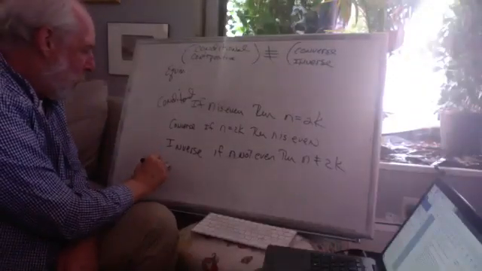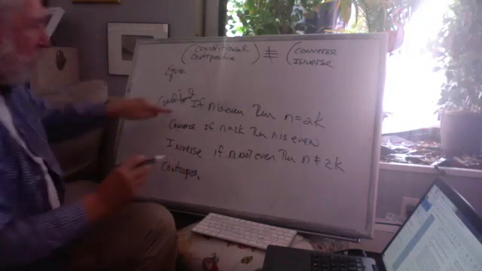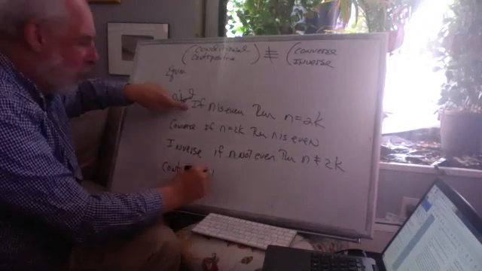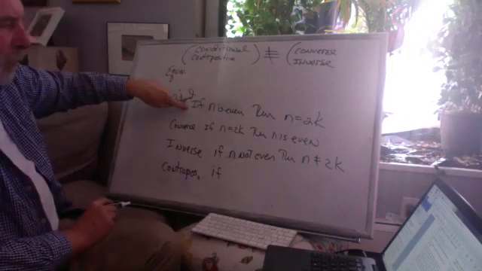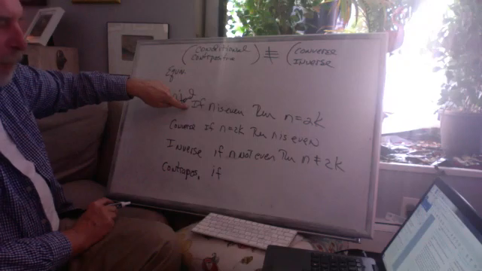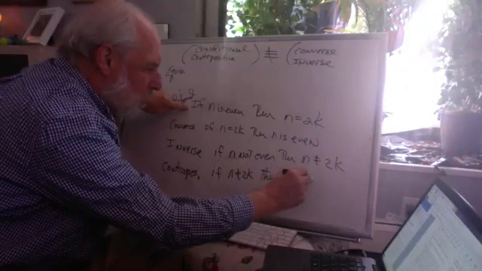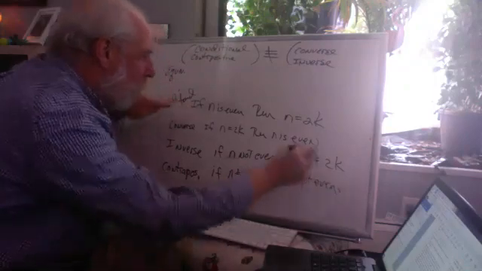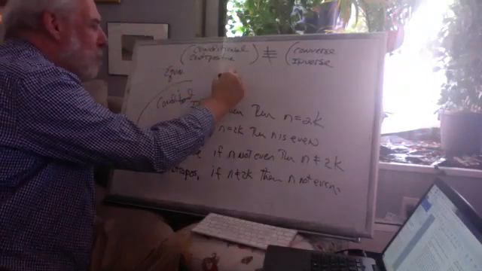And the contrapositive of this is: if n is not equal to 2k, then n is not even. Correct. There we go. So all of these, they're all true.